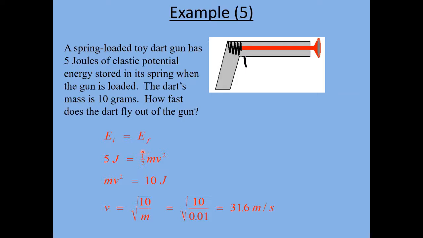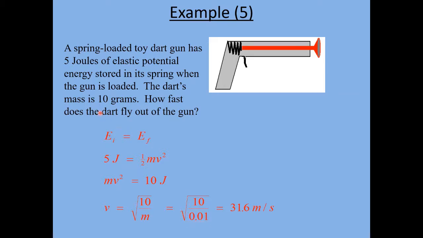So let's get rid of the 1/2 first. Let's multiply both sides of our equation by 2. So we have mv squared equals 10 joules. And now let's divide by m, the mass of the dart. So I have 10 over m. And finally, to get rid of the square, I take the square root of the whole thing. So there's just a couple steps of algebra to solve for v. So v is the square root of 10 divided by the mass of the dart.